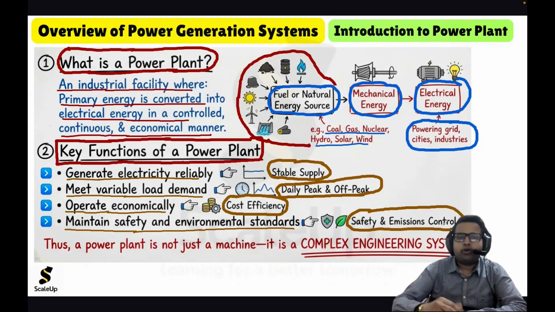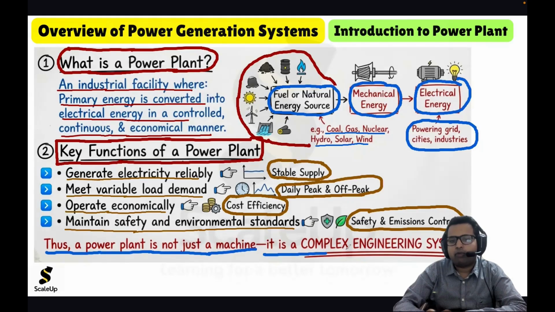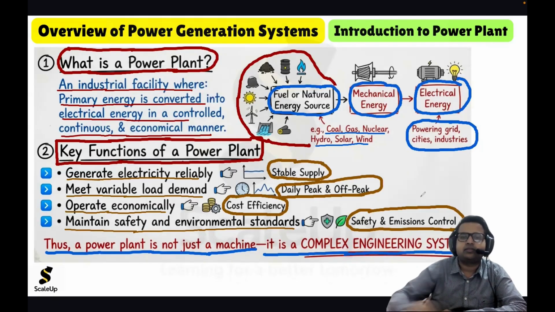If I talk about the key functions of a power plant, it is to generate electricity reliably, meet variable load demand, operate economically, and maintain safety and environmental standards. So we can say that a power plant is not just a machine, not just machinery, rather it's a complex engineering system.